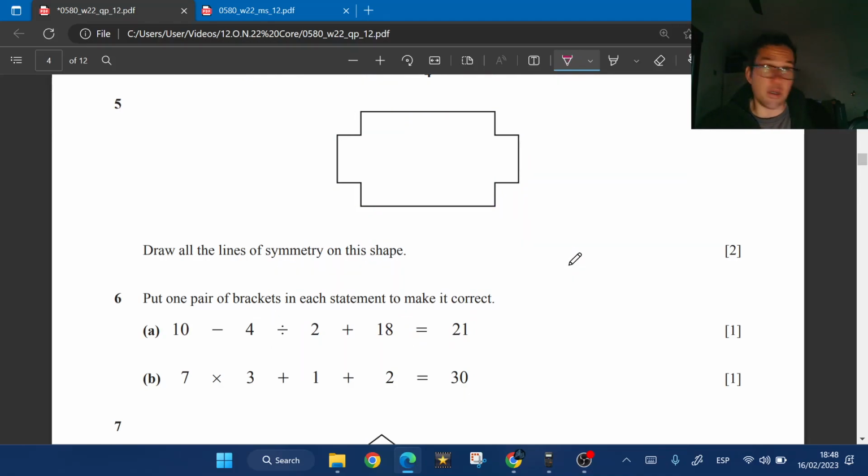On to question 5. Lines of symmetry. Back with the ruler and the pencil. Let me first show what it's not. That is not a line of symmetry. Okay, because as you fold it over, it's not a mirror image, it won't quite fit.